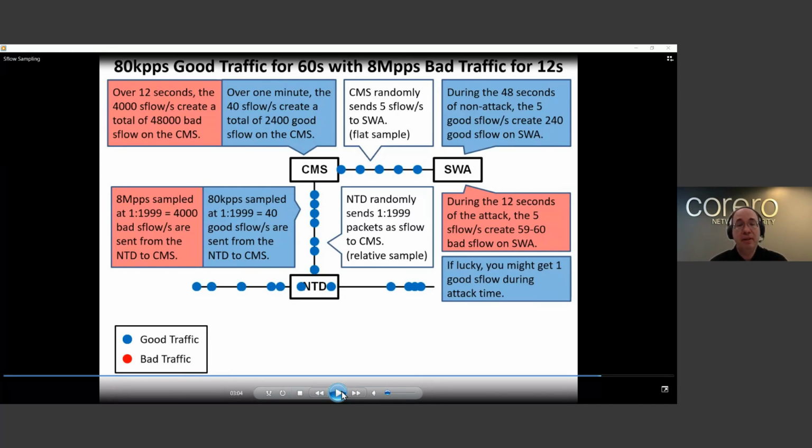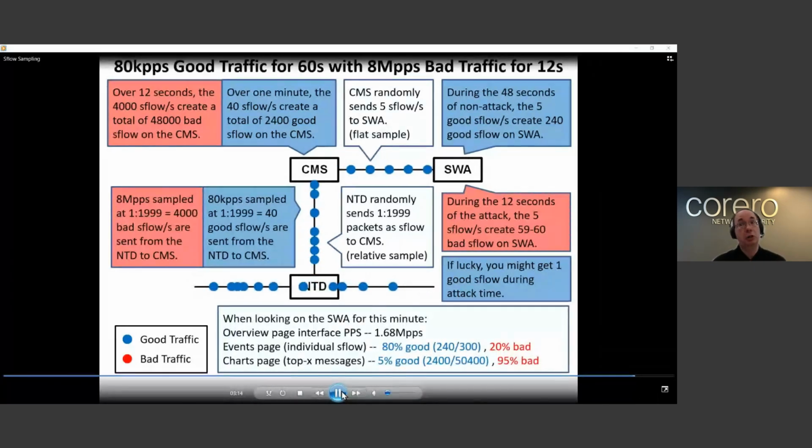This has the same events page look, for the most part, that the previous attack had, where you had 80% good and 20% bad on your flat sample, right? Now, don't get me wrong. There's plenty of other things on our CMS and SWA that would let you know that this is not like last time, including our charts page, right? The charts page is built from the relative sample, which was overwhelmingly bad, right? There was 8 million PPS that totally dominated your traffic over the minute, right? Even though it only happened for 12 seconds.